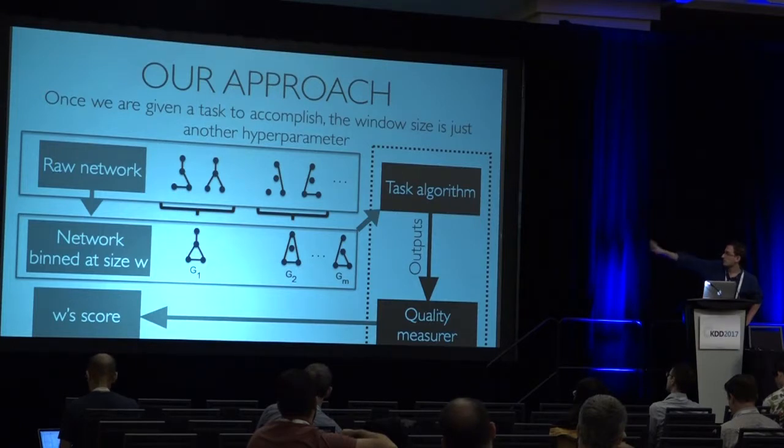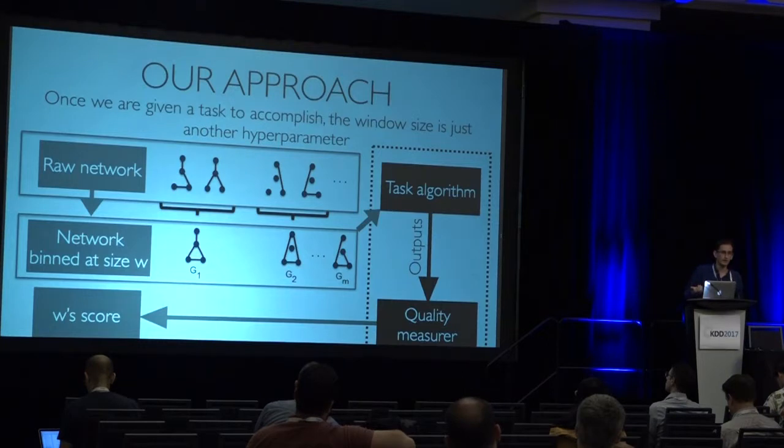That task algorithm will output something, and then we can measure its quality because we have training data. And that quality will become the score for W. So the window size that we should choose is just the one with the highest score.